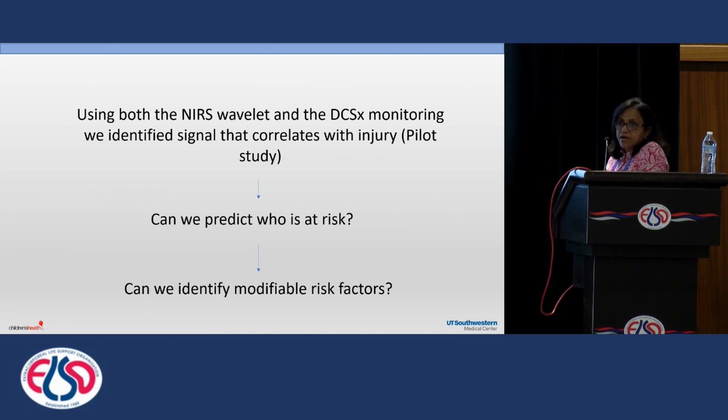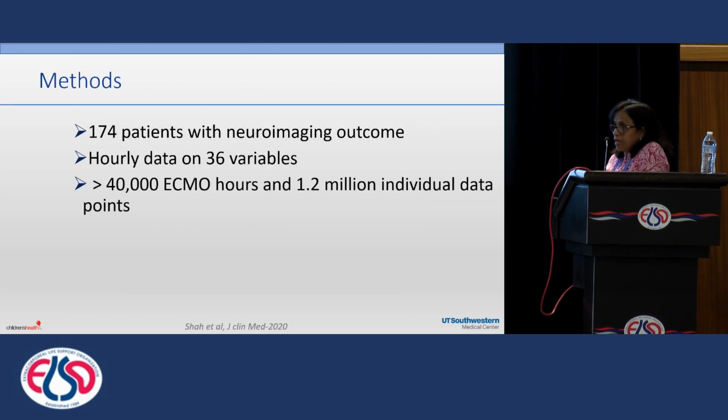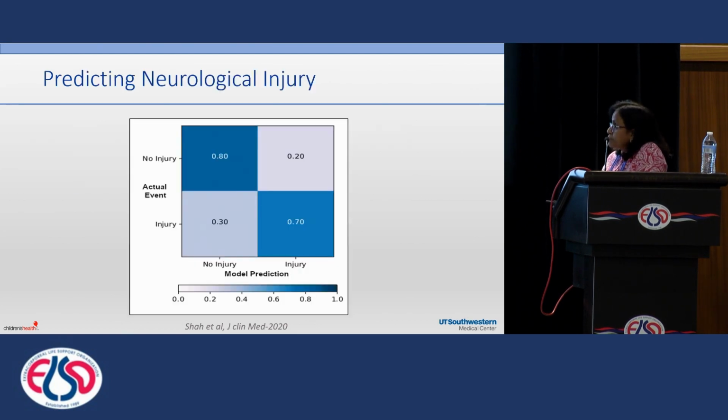And then can we identify some modifiable risk factors? In an attempt to do so, we have utilized some artificial intelligence. This is an initial study that we published using our center data, where we had 174 patients. We took hourly data on 36 different variables with 40,000 ECMO hours and 1.2 million individual data points.